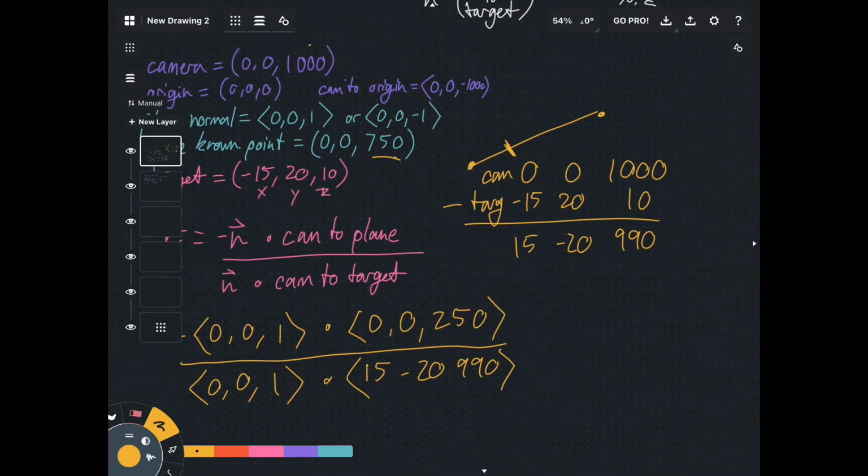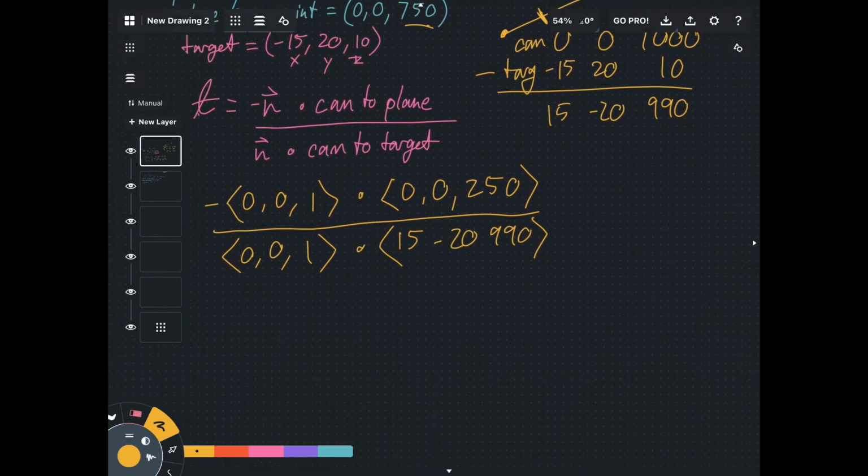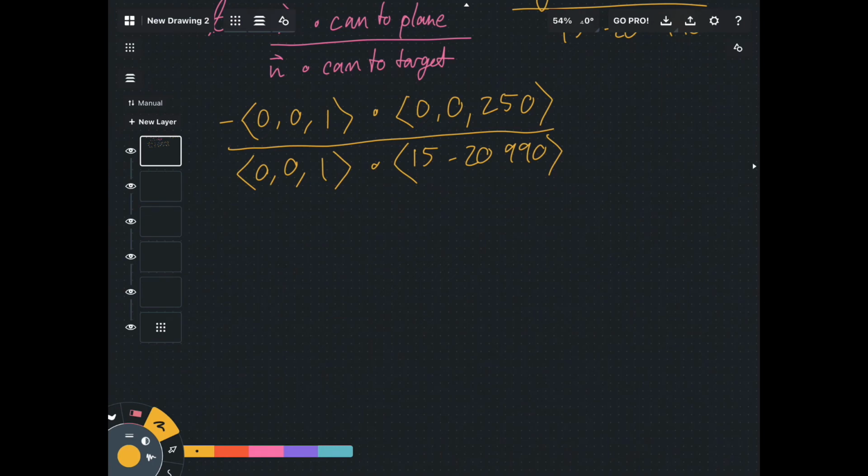So we're going to scooch on over. I'm going to zoom in, scroll up. That's what I'll do. All right. So the top side is going to be, I'm going to switch colors so you can see what I'm talking about. It's going to be 0 times 0, so it's going to be 0. It's going to be 0 times 0, which is again going to be 0. And this is a -1 because this is the negative normal. So it's -1 times 250, so it's going to be -250. Nice. Easy. Because these all sum together for dot product. So top half is negative 250.